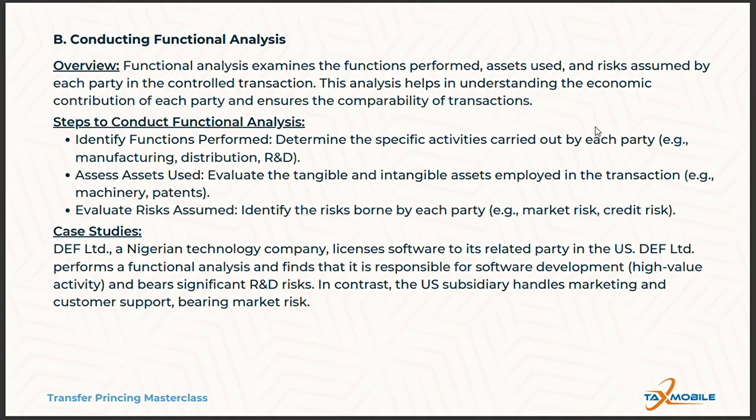For instance, a manufacturer may perform assembly, quality control, and logistics, while a distributor might focus on marketing and sales. On assets used, assess both tangible and intangible assets involved in the transaction. Tangible assets include machinery and real estate, while intangible might involve intellectual property like patents or even trademarks.